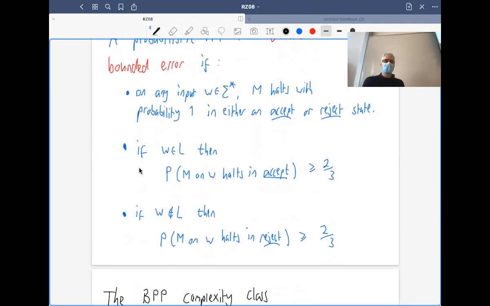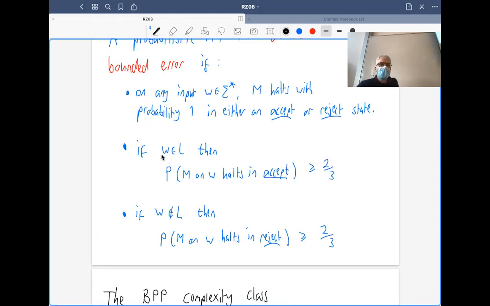And then we require that if we run it on a word in a language, then the probability that the Turing machine accepts is close enough to 1. In this definition we can use any constant strictly greater than a half. Typically one uses 2/3, I don't know why, but it doesn't matter. It could be any constant greater than a half, and you will prove that in the exercise classes.